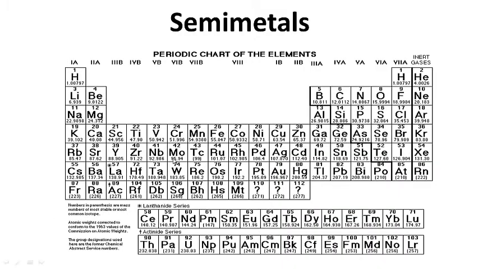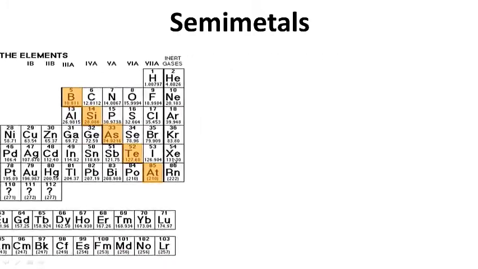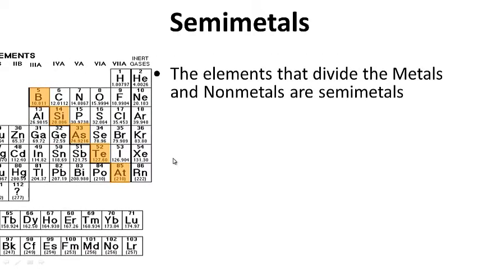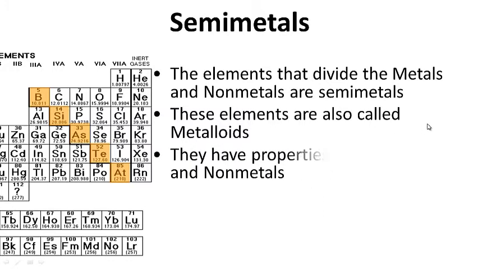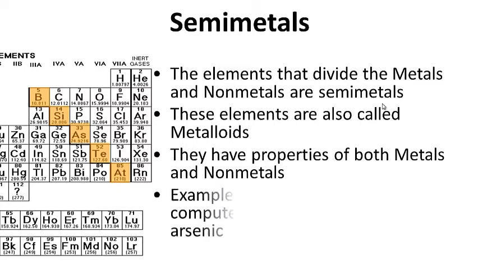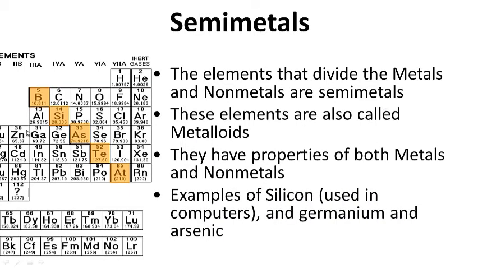So, the semimetals. The elements that divide the metals and nonmetals are what we call semimetals. These elements are also called metalloids, just another name for semimetals. They have properties of both metals and nonmetals, so they're kind of like metals, but they're kind of like nonmetals. Examples are silicon, which hopefully you've heard of, used in computers, and germanium and arsenic here.